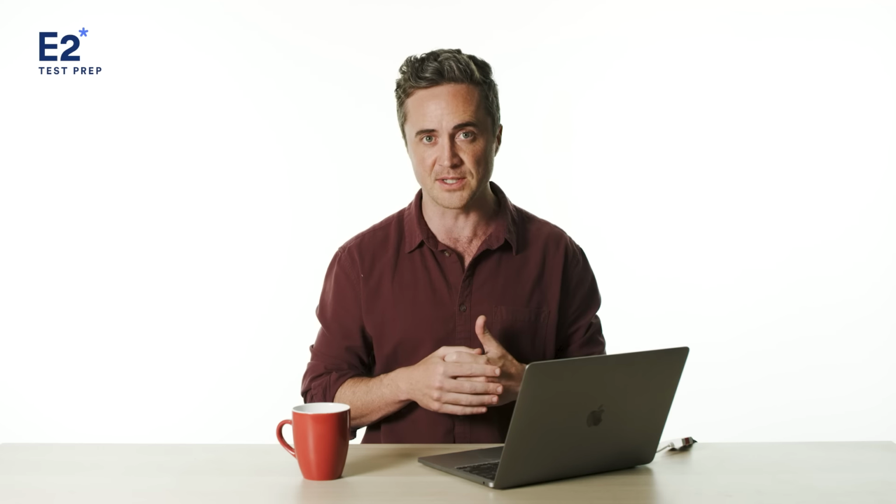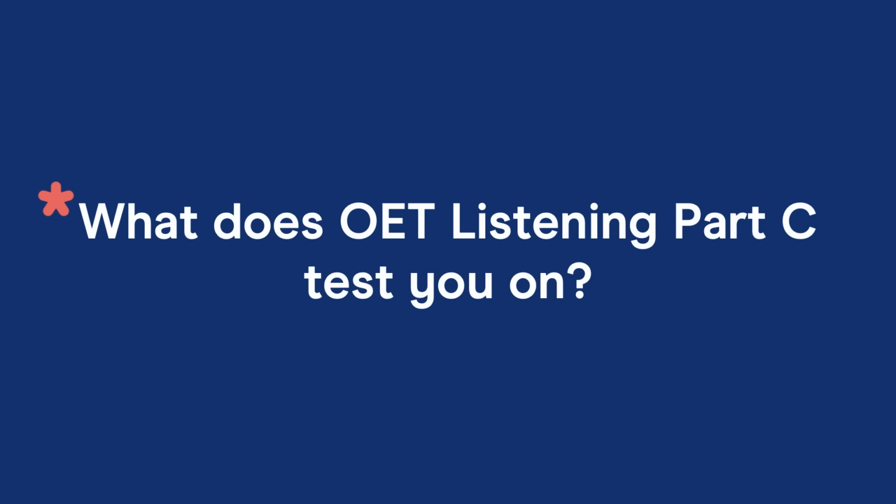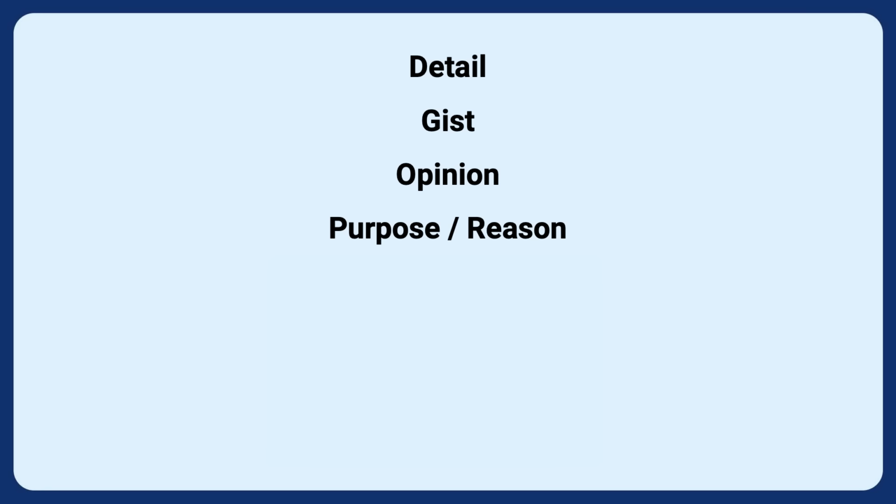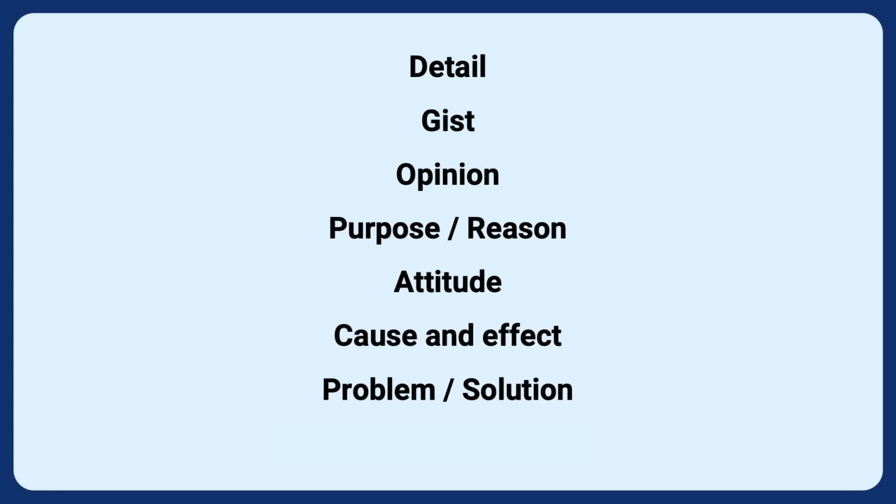What does OET Listening Part C test you on? OET Listening Part C tests your ability to listen for detail, gist, opinion, purpose or reason, attitude, cause and effect, problem solution, suggestion or inference.